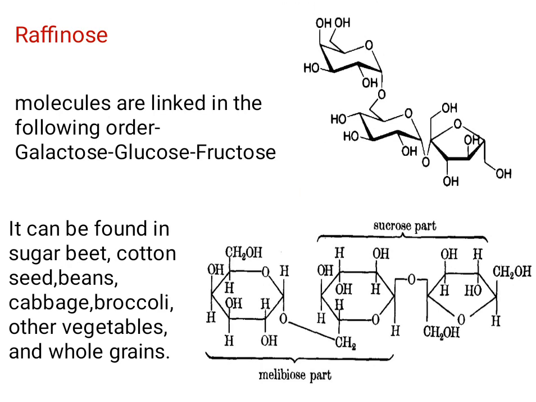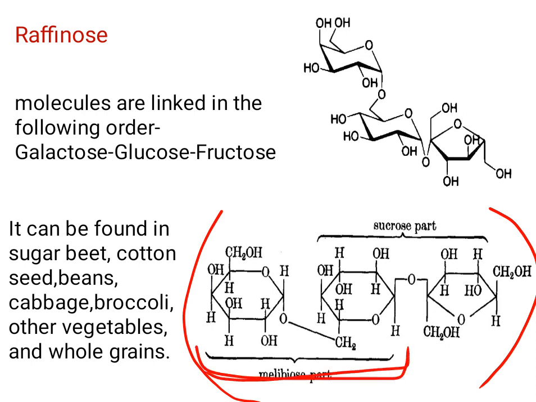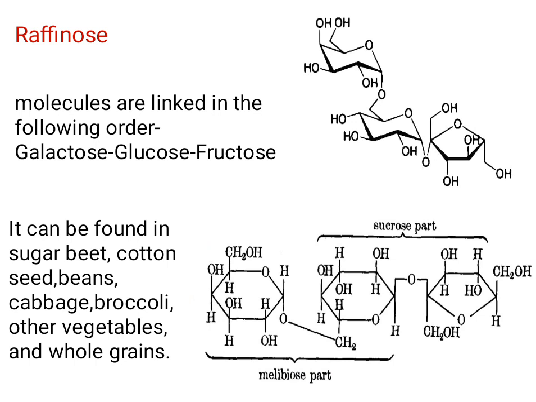Raffinose. This is the structure of raffinose. The molecules are linked in the following order: this one is the galactose unit, then the next one is the glucose, and this one is the fructose unit. This is the structure of raffinose in the Haworth projection, from which you can separate melibiose. These two form the melibiose part. So from the trisaccharide raffinose, you can get the disaccharide melibiose.